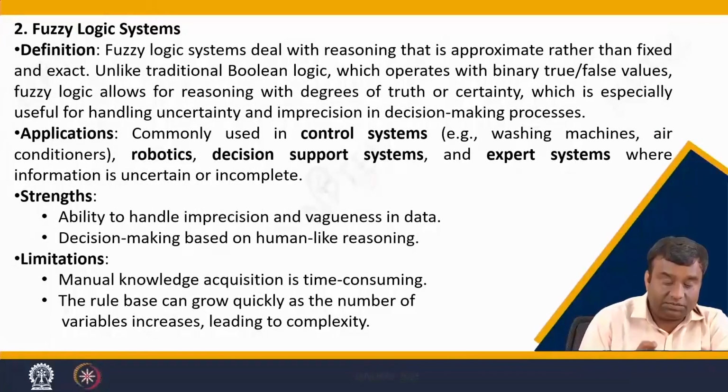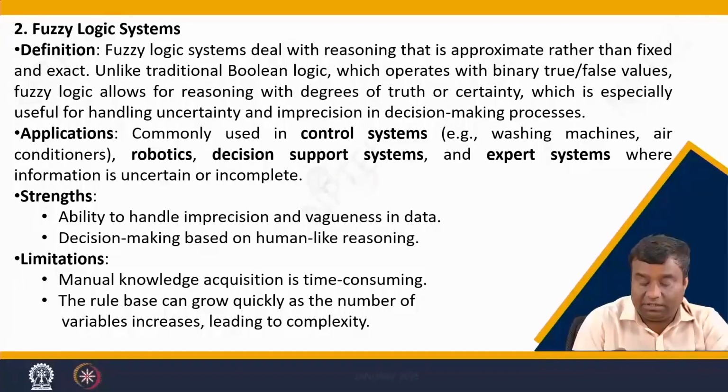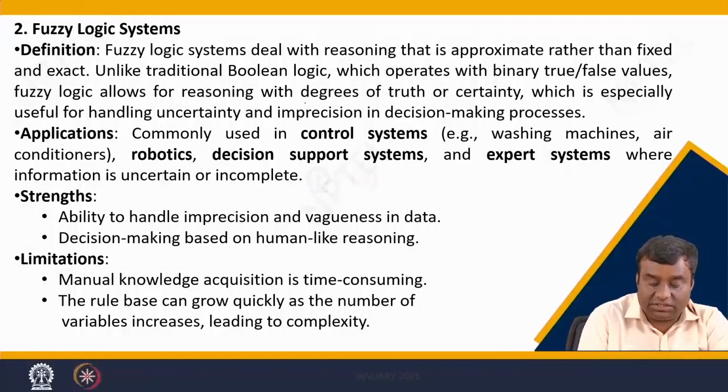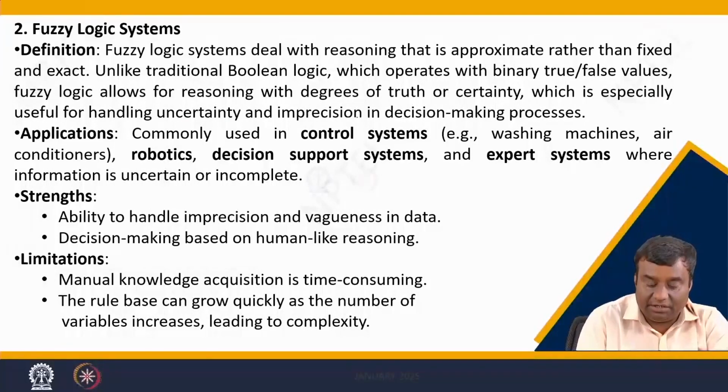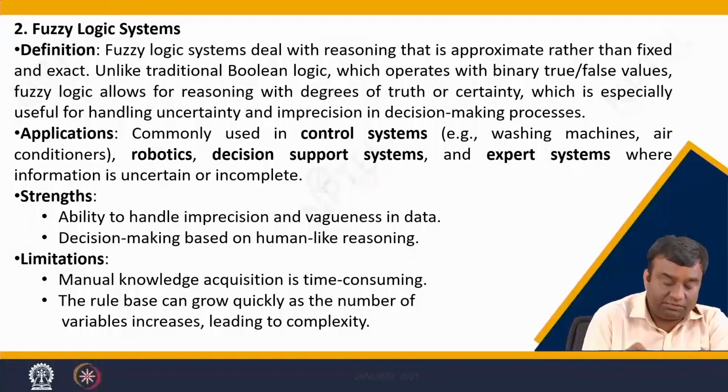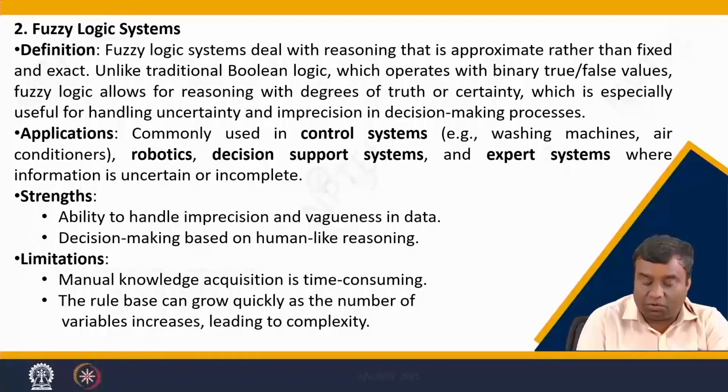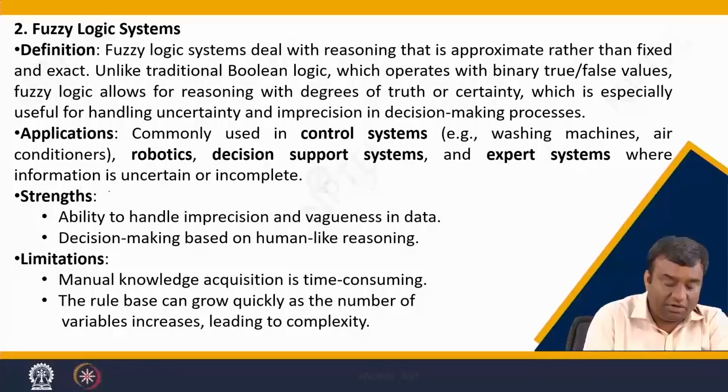Next is fuzzy logic systems. Fuzzy logic systems deal with reasoning that is approximate rather than fixed and exact. Unlike traditional Boolean logic, which operates with binary true-false values, fuzzy logic allows for reasoning with degrees of truth or certainty, which is especially useful for handling uncertainty and imprecision in decision-making processes. Applications: commonly used in control systems, as for example, washing machines, air conditioners, robotics, decision support systems, and expert systems where information is uncertain or incomplete.